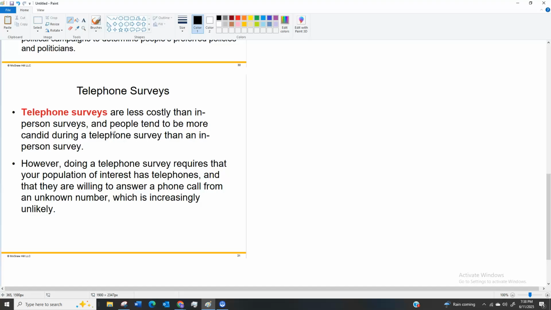There's telephone surveys. Telephone surveys are less costly than in-person surveys. And people do tend to be a little bit more candid on the telephone. But the problem is doing a telephone survey requires that the population of interest has telephones, which most folks do. But they have to have the telephones. You have to have their telephone numbers. And they also have to be willing to answer a phone call from a stranger. So you may not necessarily get a representative sample from a telephone survey because there's certain people who won't answer the phone, and then you're missing out on the opinions or views or answers from all those folks that aren't willing to answer the telephone.